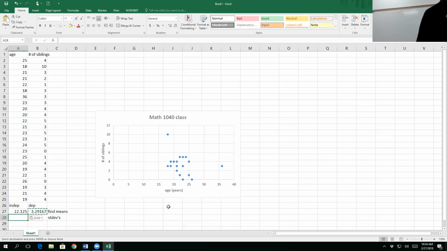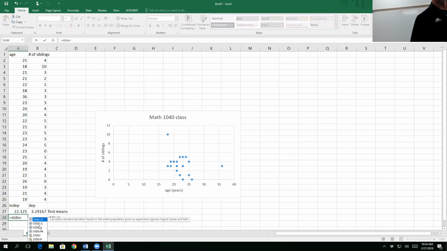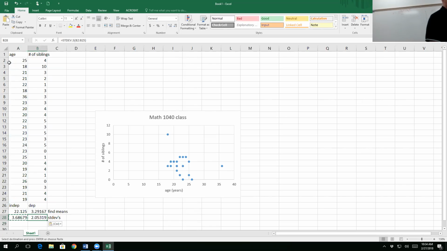We're going to use the cheater method for this. What command can I use? STDEV. Which one? These are both samples, right? Yeah, the S, because it's a sample. That's good. All right. So the standard deviation is 3.68 years and 2.05 siblings. That seems like a very high standard deviation when it's all because of her. Okay? Are they mostly going to all be samples? Most of the time you're going to use samples.